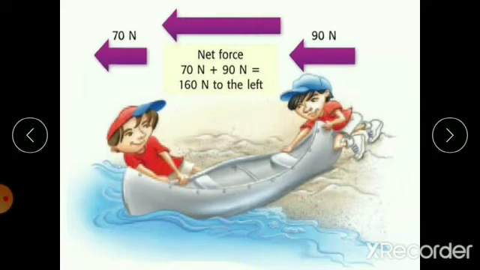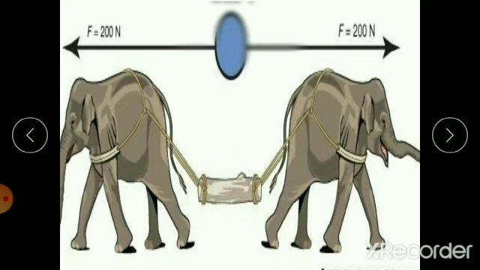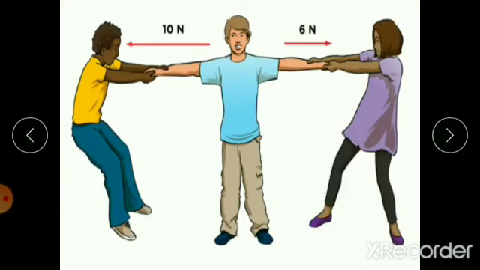Okay, so when it is acting in the opposite direction, how will you find out the resultant force? By finding the difference between them. Okay, so here you can see they are applying the force in the opposite direction. So what will be the resultant force? 10 Newton minus 6 Newton. So what is the resultant force?